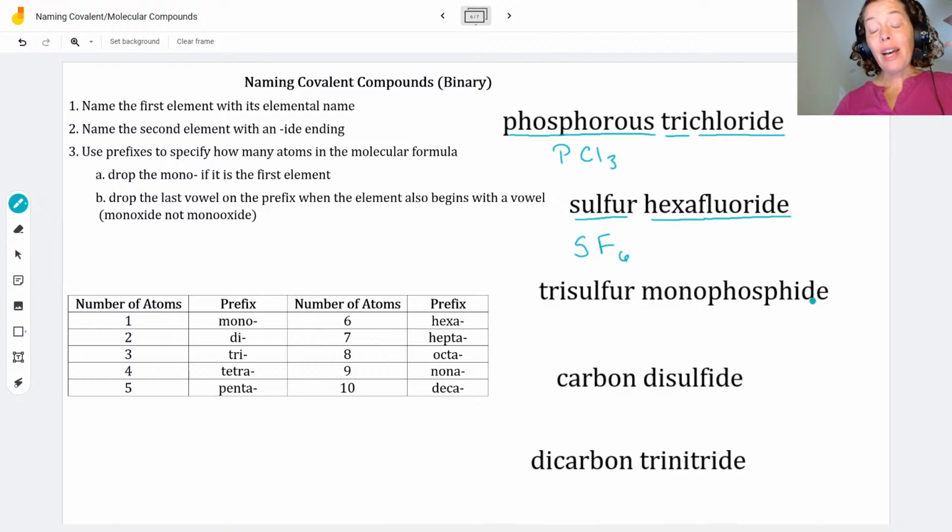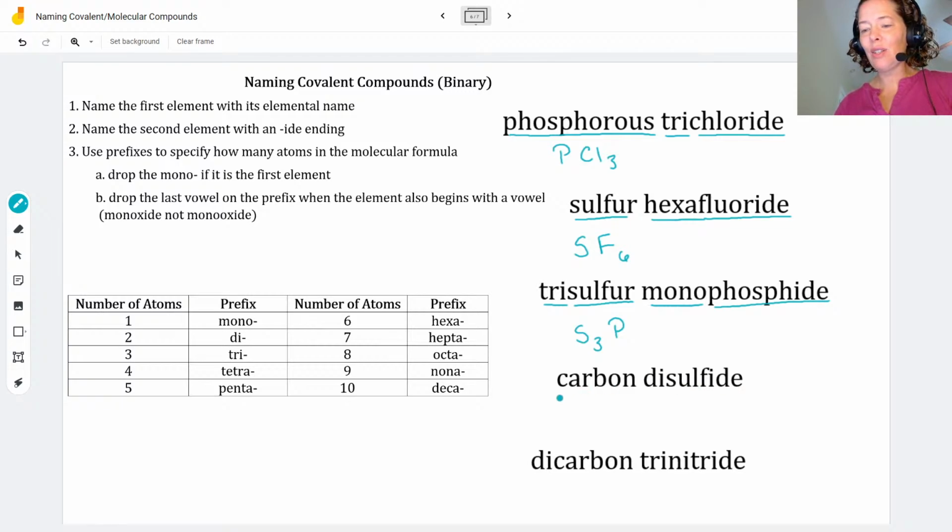Trisulfur monophosphide. All right. So sulfur again, but this time I have the prefix tri. So if I find tri here, that is 3. Monophosphide. Okay, phosphide comes from phosphorus, which is P. And mono, you can see here, is 1. So I leave it alone. Again, you can write the 1, but we generally don't write the 1. So that is simply S3P.